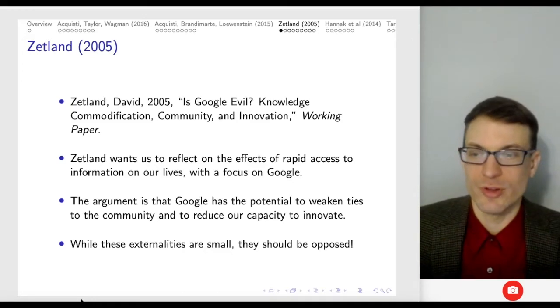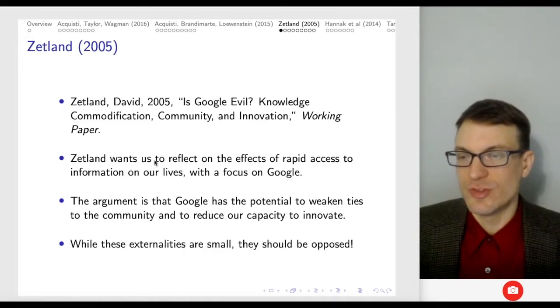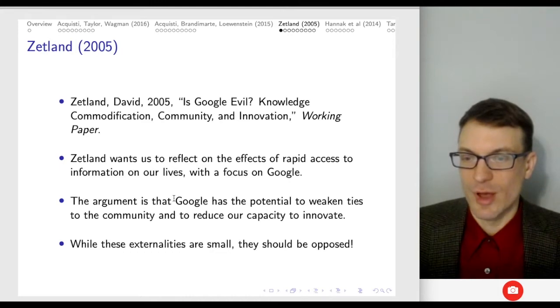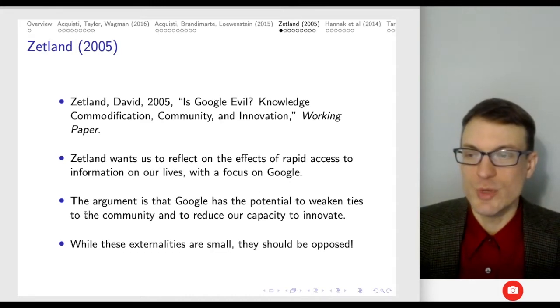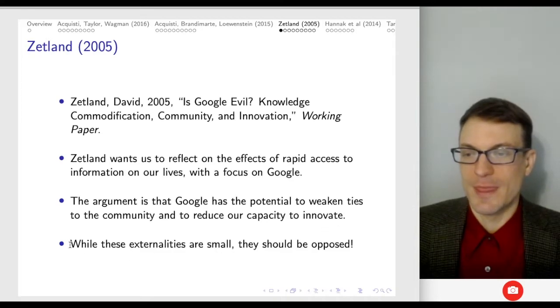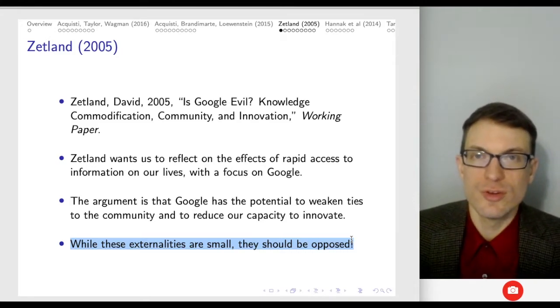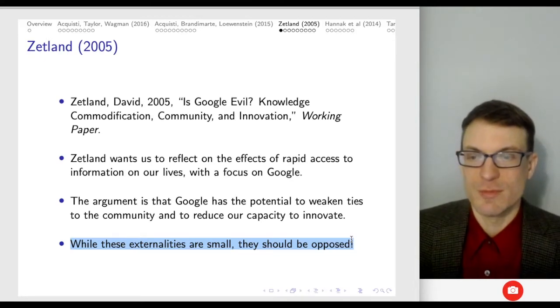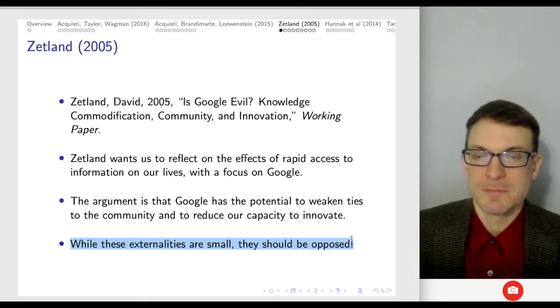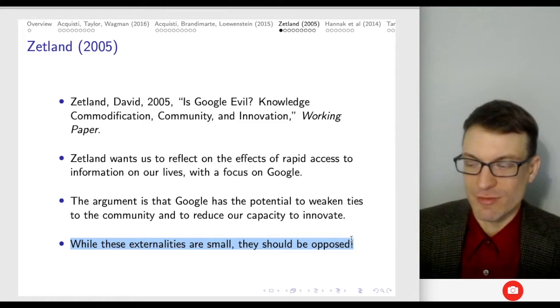This is really important. So Zetlin's focusing on Google and says, well, all right, Google has the potential to weaken ties to the community and reduce our capacity to innovate. And while these externalities are small, they should be opposed. So Zetlin's arguing that these are two of the detrimental aspects of Google. Firstly, weakening ties to the community. And then secondly, reducing our capacity to innovate.